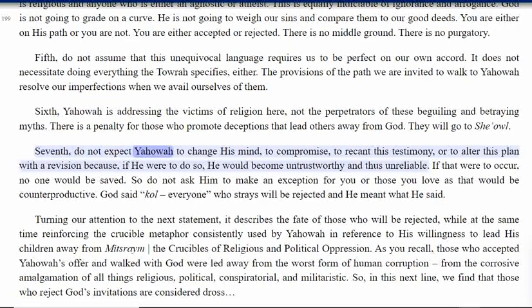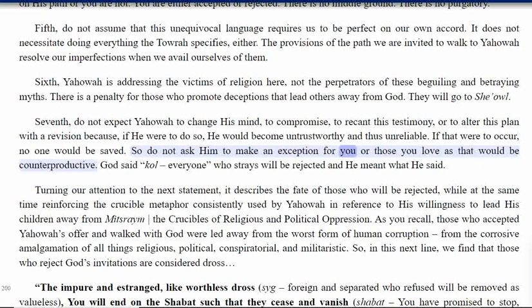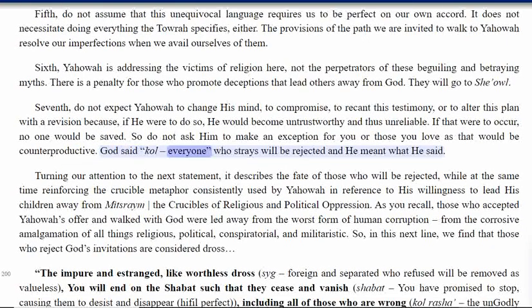Seventh, do not expect Yahweh to change His mind, to compromise, to recant this testimony, or to alter this plan with a revision because, if He were to do so, He would become untrustworthy and thus unreliable. If that were to occur, no one would be saved. So do not ask Him to make an exception for you or those you love, as that would be counterproductive. God said surely, everyone who strays will be rejected, and He meant what He said.